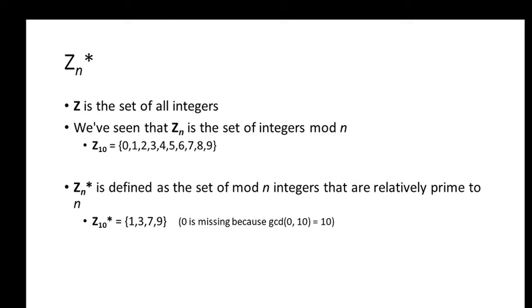Zn. Z is the set of all integers. We have seen Zn is the set of integers mod n. Suppose Z10 is equal to 0, 1, 2, 3 to 9. Zn star is defined as the set of integers mod n that are relatively prime to n. That is, Z10 star is equal to 1, 3, 7, 9. 0 is missing because the GCD of 0 and 10 is 10.